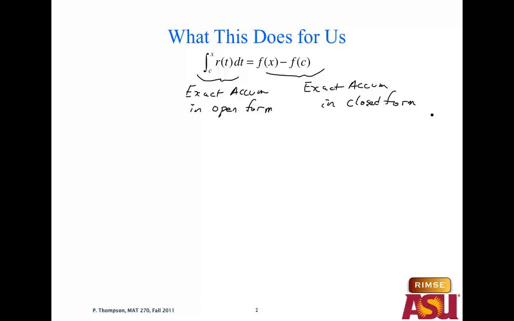So this is like the last piece of the puzzle. If we have the exact rate function in closed form, can we get the closed form accumulation function? This is what we have not seen yet. We were able to write the open form. We built up this open form, but we never had an exact closed form accumulation function. So this is where we're putting the last piece into the puzzle.